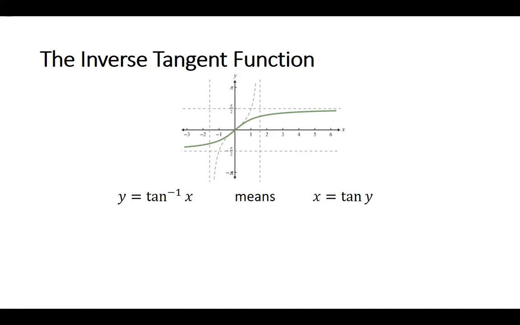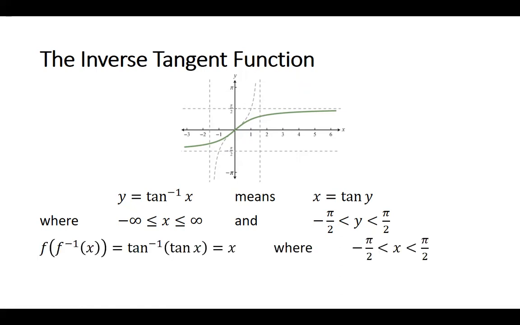So we see that y equal to the inverse tangent of x is the same as saying x is equal to the tangent of y. For the inverse tangent, x can be any real number, and y is anywhere from negative pi over 2 to pi over 2. And just as before, if you take the function and the inverse of the function, so if we take the inverse tangent of the tangent of x, we're going to get that original x value, that original angle back, and it's going to be anywhere between negative pi over 2 and pi over 2.